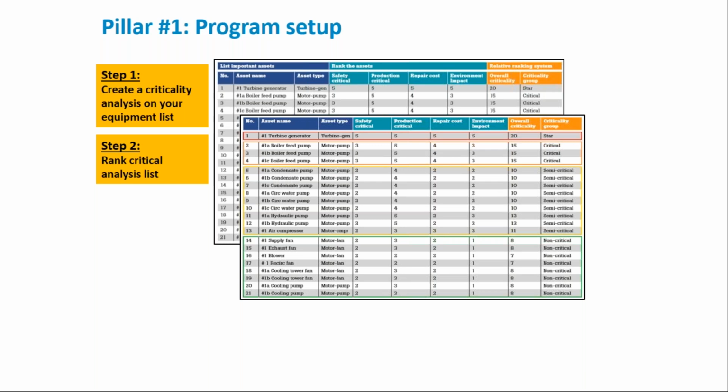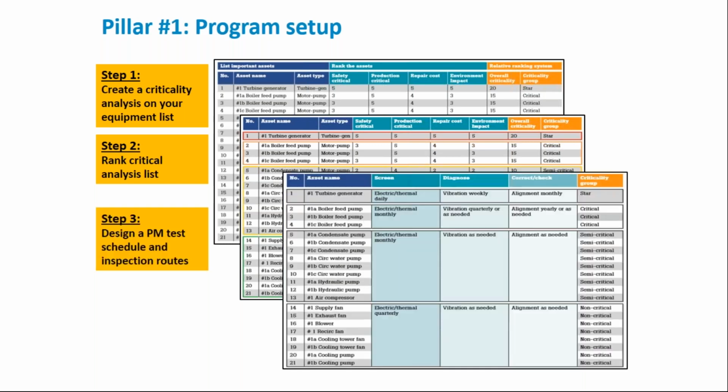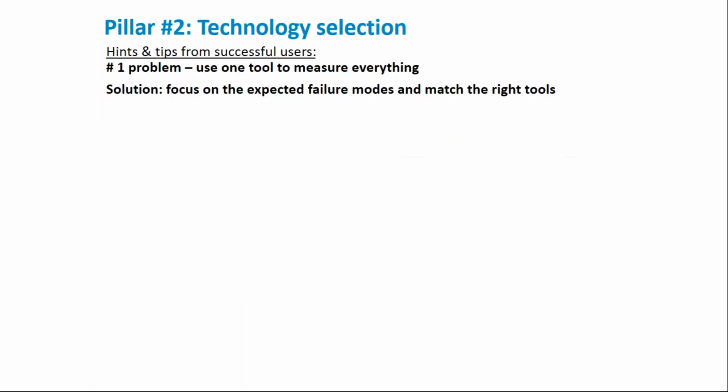Based on this rank analysis list, now we can go out and set up a schedule, and you'll see that the turbine generator is going to need more frequent and more constant attention, and the boiler feed pump will need quite a bit, but the ones down at the bottom may only need quarterly or annual reviews. So this helps you get control of your plant and find out where to start.